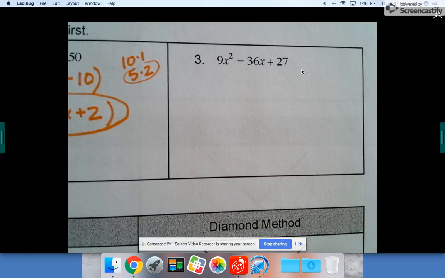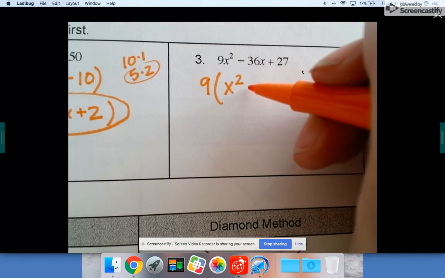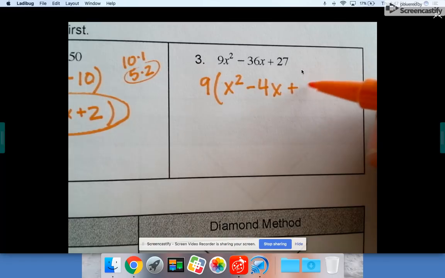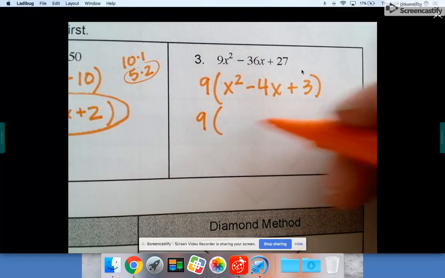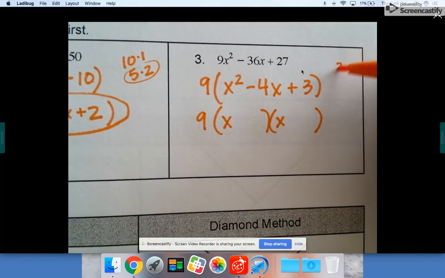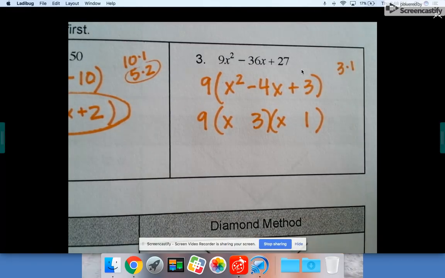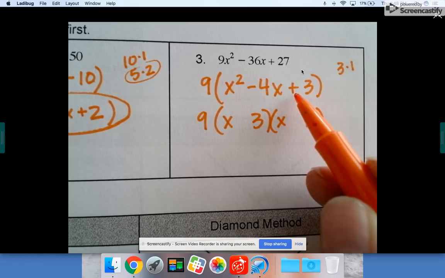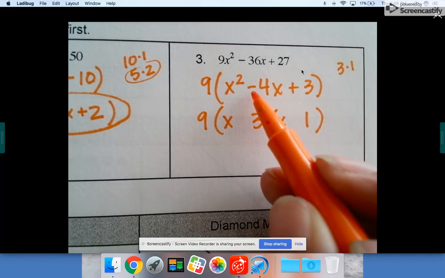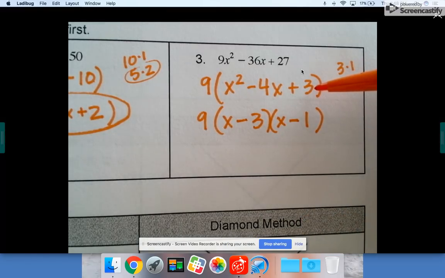All right, try number 3. The greatest common factor we can pull out there is a 9. So if you pull out a 9, it leaves just x squared minus 4x plus 3. X is in front. The only factors of 3 are 3 and 1, so we know it's going to be a 3 and a 1. And we know that when we multiply, we need it to be positive, but when we add it, it's a greater negative. So this combination means a negative times a negative. That's the only way to get a positive when you multiply, and a greater negative when you add.